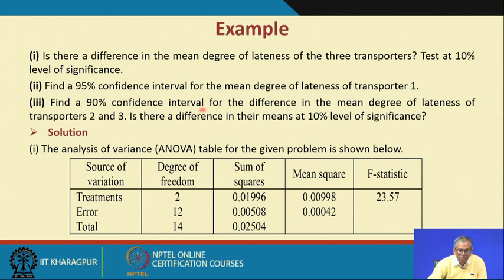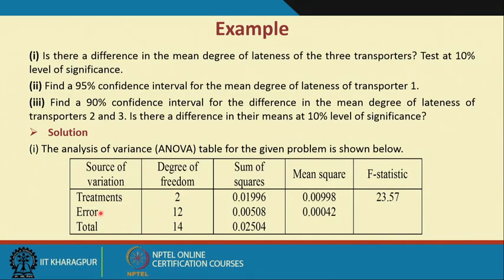Find a 90% confidence interval for the difference in the mean degree of lateness of transporters 2 and 3. I think this part we have already discussed, and the formulations are already given. Now, when we explain the problem, you can relate this problem with the formulations. Is there a difference in their means at 10% level of significance? First you assess the performance of transporter 1, and then you check whether there is any difference in the performance between transporter 2 and transporter 3.